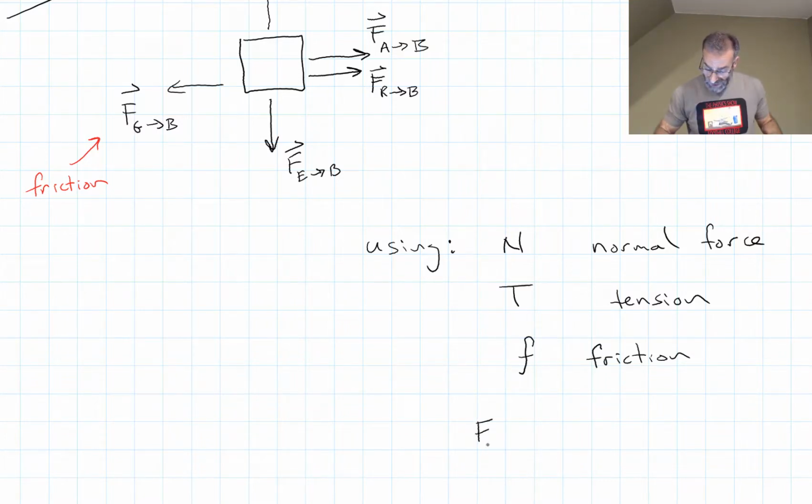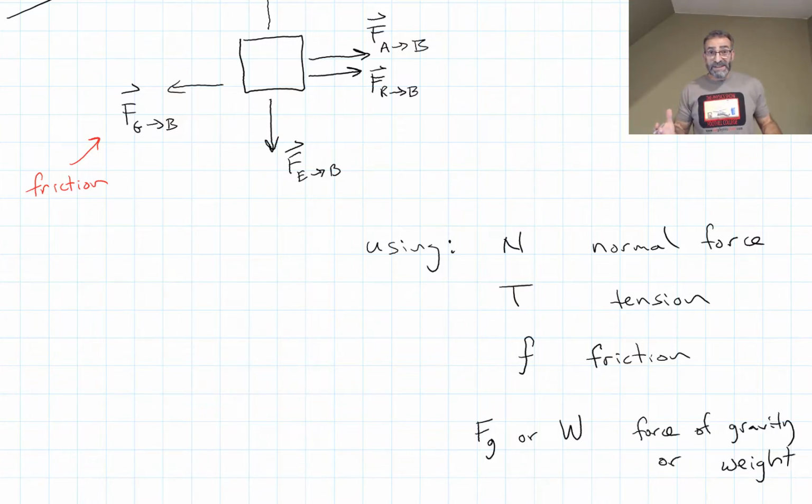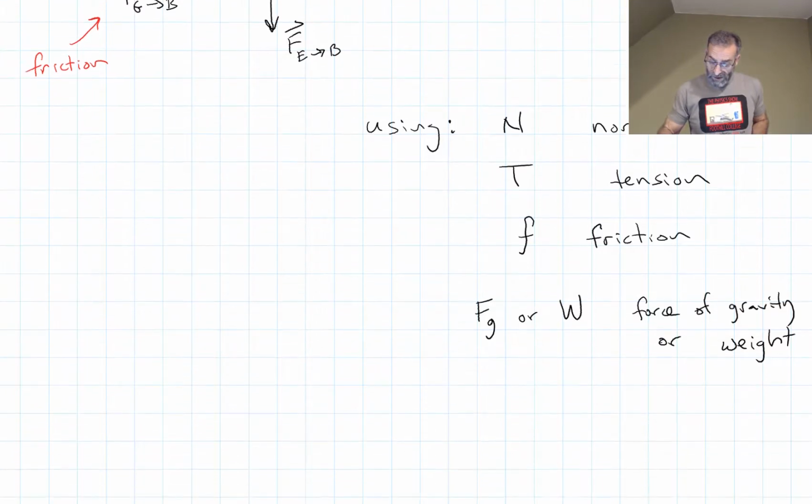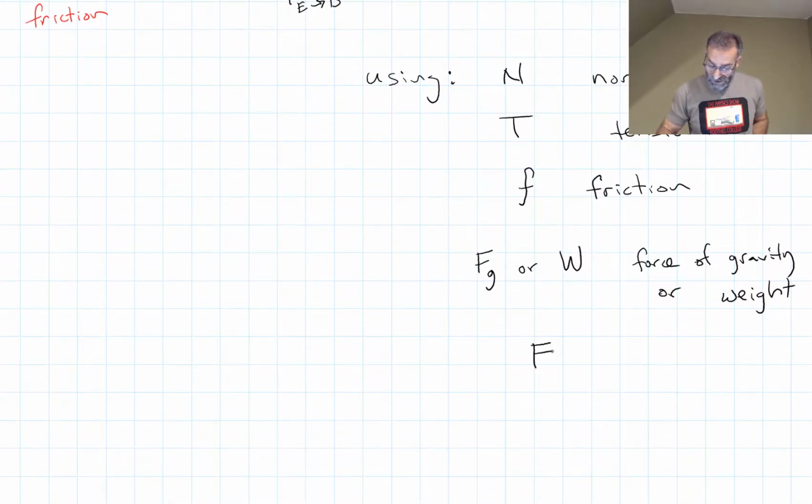So you can use F sub g, or a lot of people like to use W for weight, because what is the force of gravity? It's the weight of the object, right? I try not to use W because we have a lot of W's in physics. We use W for work. We use W for the units for power, right? The watt. And so W pops up in a number of different places. So I'll try to use F sub g. But a common one you see, people like to use W for the force of gravity. And then you can just use F, capital F, for any remaining force that pops up.